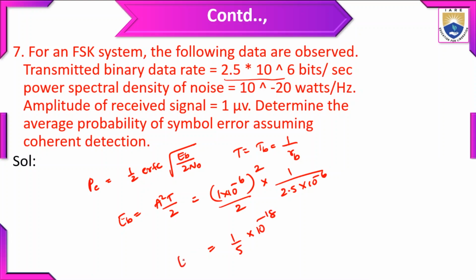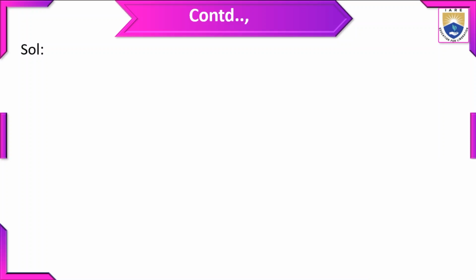So this is nothing but Eb. Now the PSD, power spectral density, is equal to N0 by 2, that is equal to 10 power minus 20 watts per hertz.